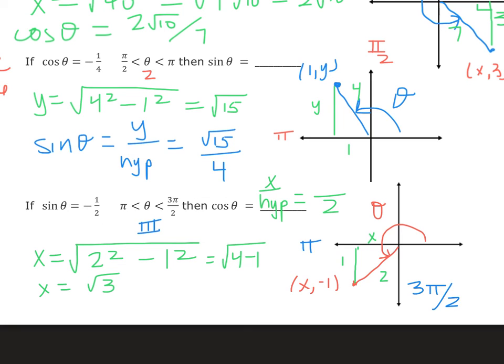We can plug that in up here, and we get the cosine of theta is square root 3 over 2. But we do want to pay attention to the fact that we're in the third quadrant. In the third quadrant, we have cosine being negative because x is negative. So this point actually is negative square root 3, negative 1, and the cosine value is negative square root 3 over 2.